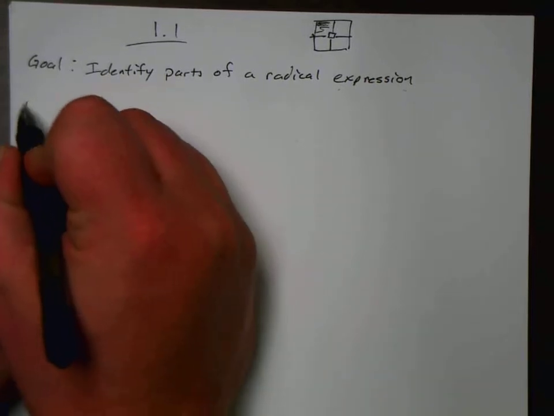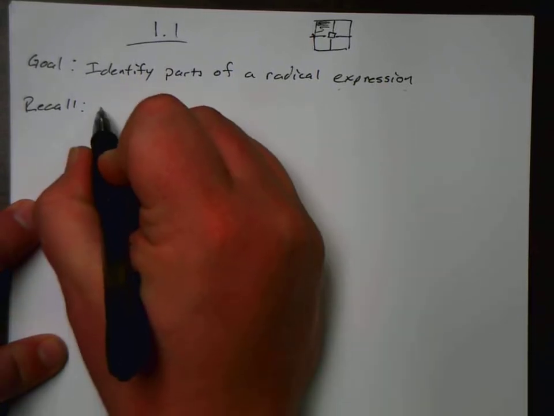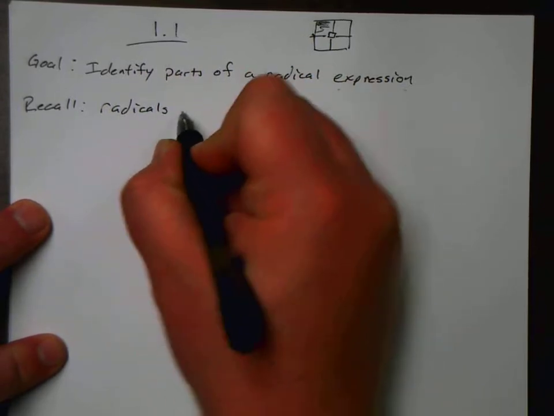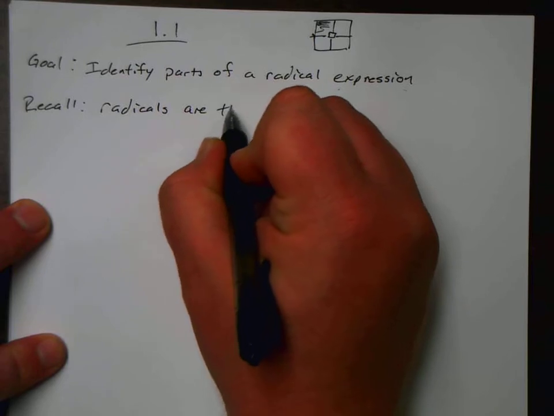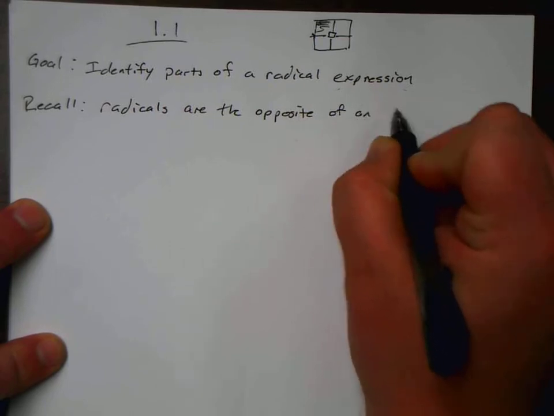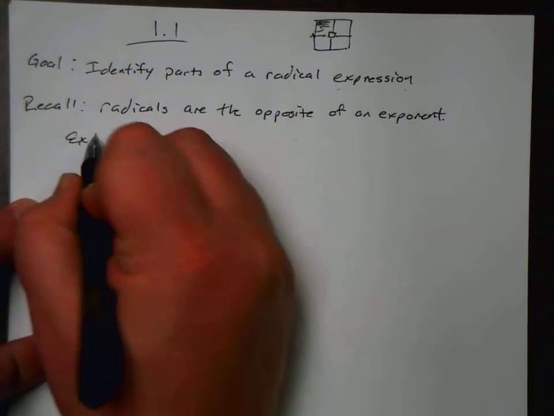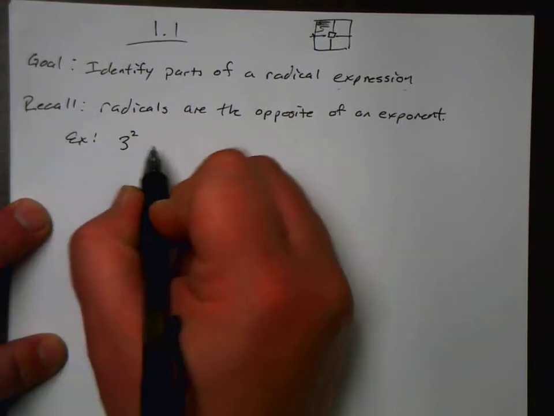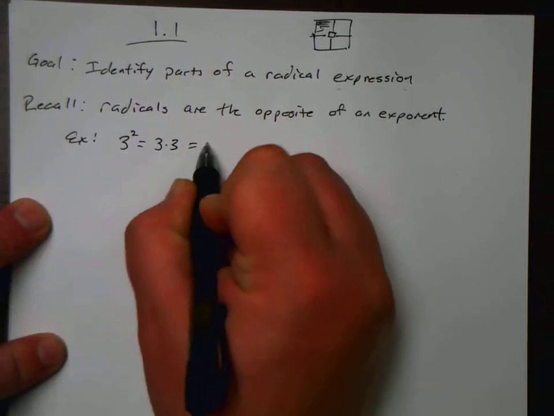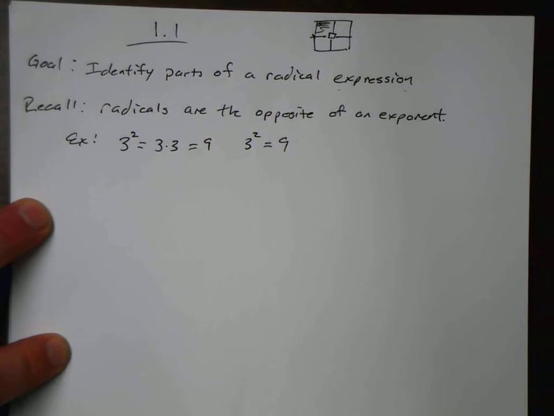All right. So I want you to recall for a minute what a radical really is. Okay, radicals are the opposite of an exponent. All right, so for example, if we had 3 squared, or 3 raised to the second power, the meaning is 3 times itself 2 times. So I'd have 3 times 3, right? Which we know to be 9. Well, 3 squared is 9, right?